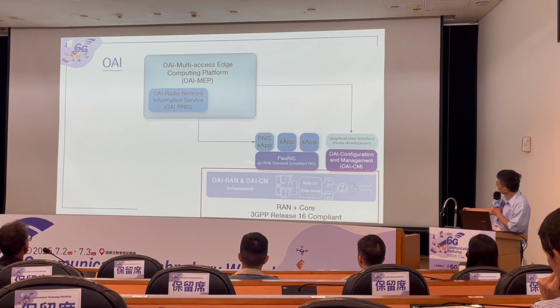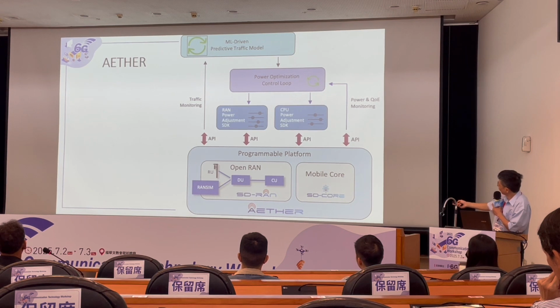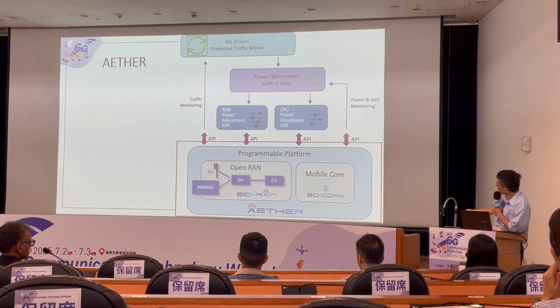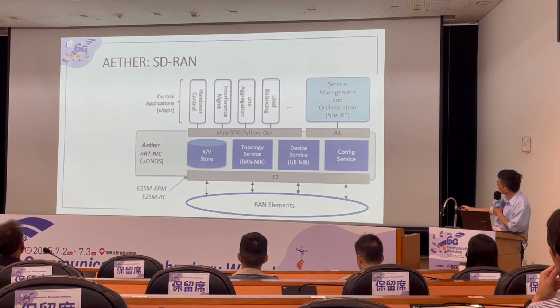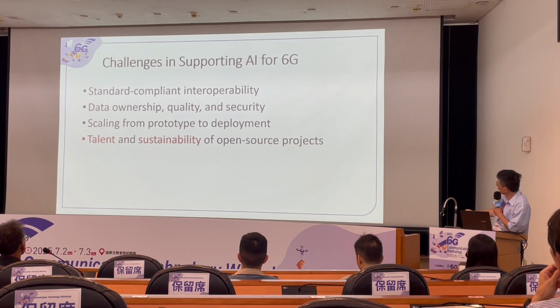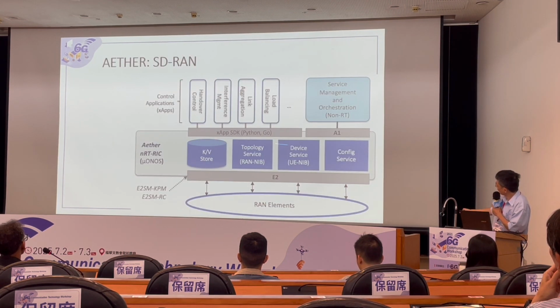OAI, they have RAN and the core. This is their SMO. This is their RIC. For ONF, this is their RAN. This is the SMO and RIC. SD-RAN, basically, they focus on the RAN and they focus on near-real-time RIC.